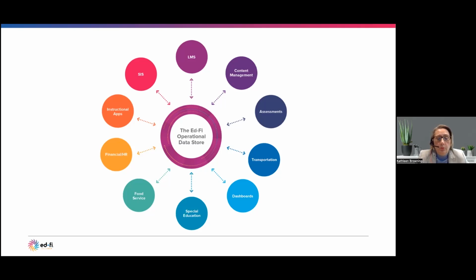But what's real important about this picture is you notice that the arrows go both directions, both in and out of the operational data store. So based on the security level that you establish with each of your third-party vendors, you can allow them to send data in based on their security level, and you can allow them to pull data out based on their security level. So the EdFi data standards and the API do allow data to go transactionally both directions, depending on your security level.